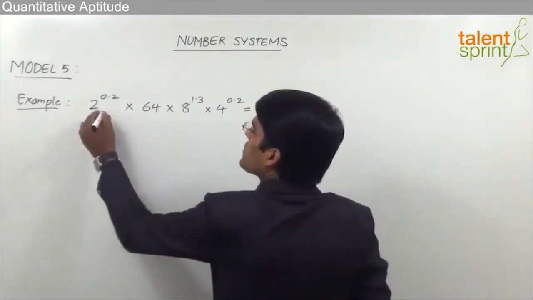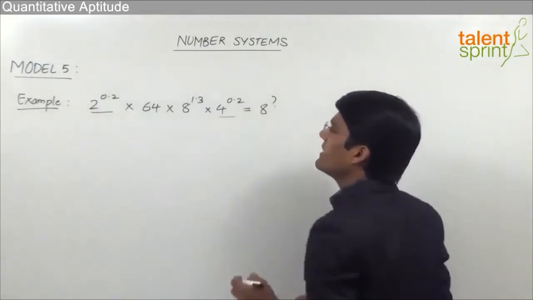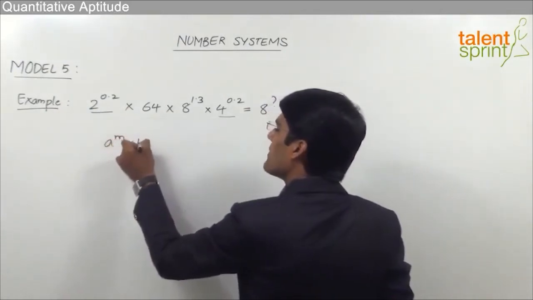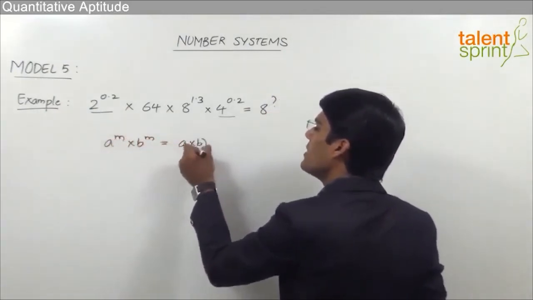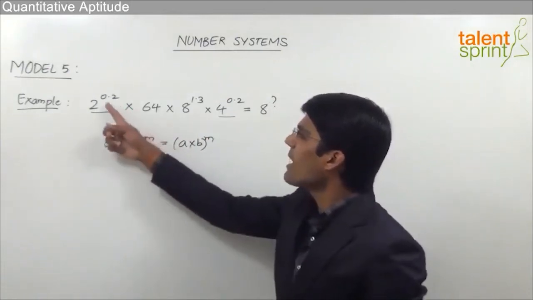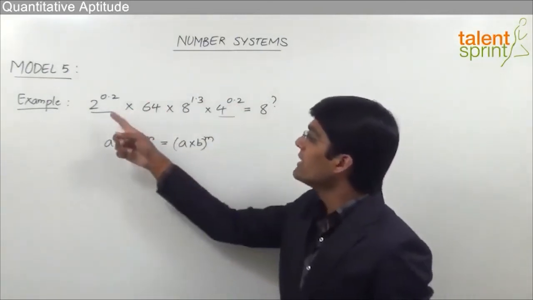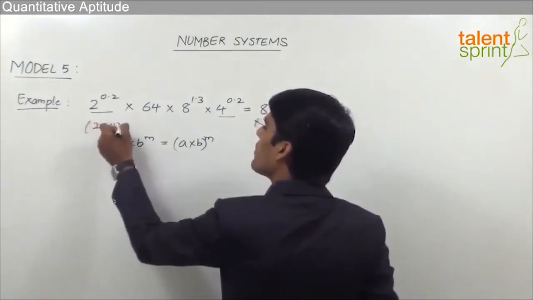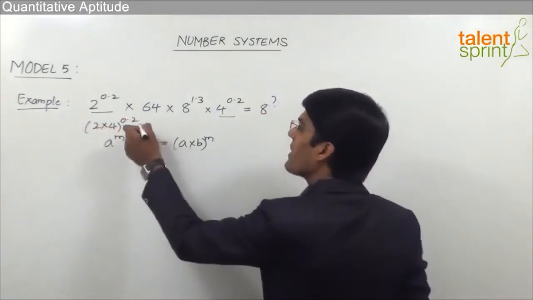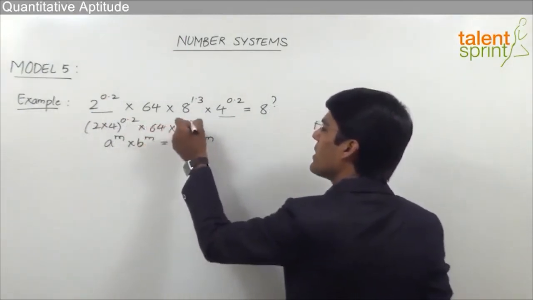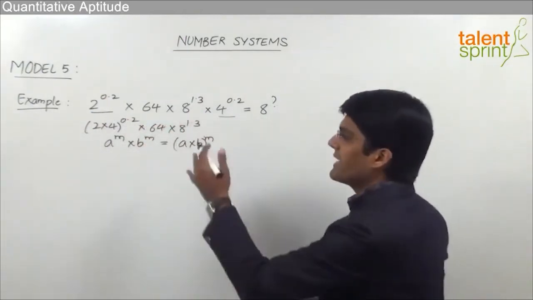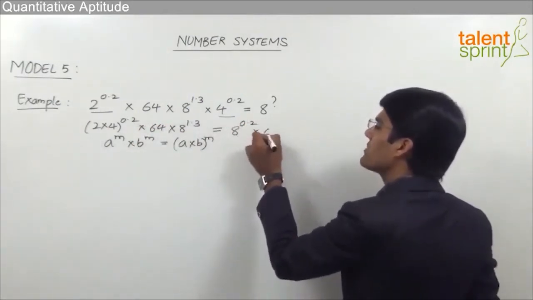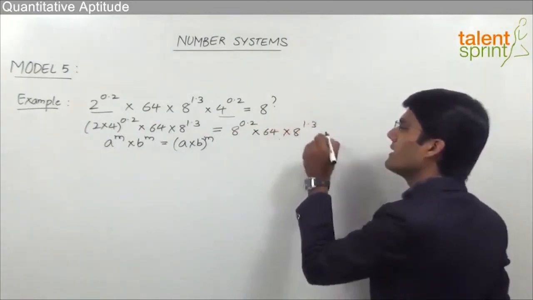If you observe, this is 2 power 0.2 and the other term here is 4 power 0.2. We know that a power m into b power m is equal to a into b whole power m. Now here, since the powers are equal, 0.2 and 0.2, the bases can be multiplied. So this can be taken as 2 into 4 whole to the power of 0.2. And the remaining part of the question is 64 into 8 power 1.3. So that can be simplified as 2 into 4 is 8 power 0.2 into 64 into 8 power 1.3.